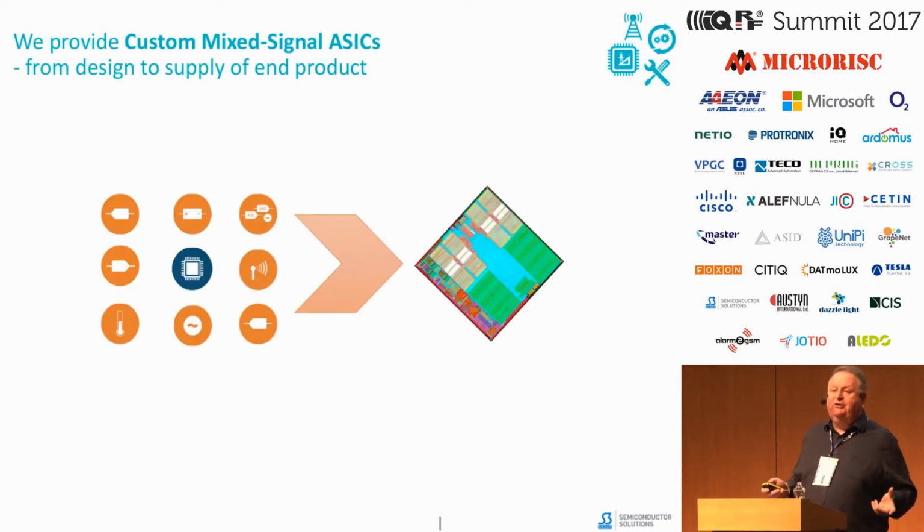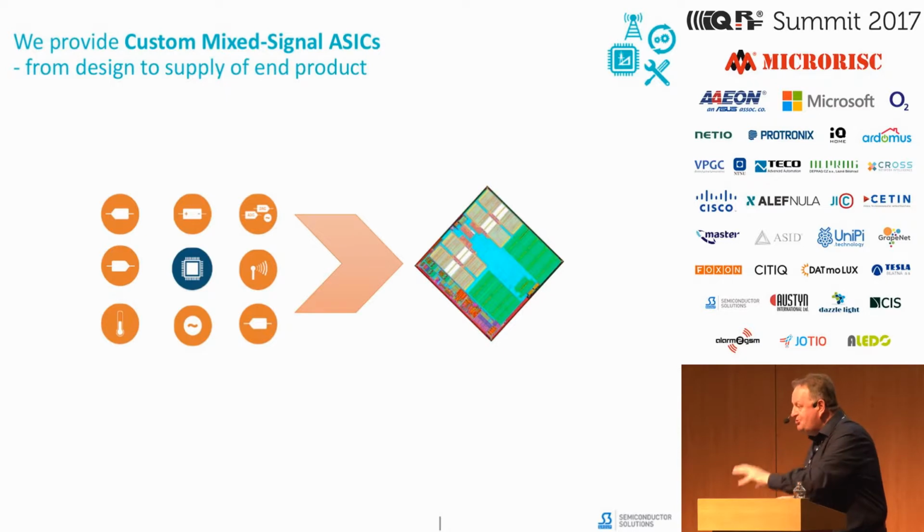So what does an ASIC look like? Just to let you know, we're right outside the door here to the left, just next to Aeon, and you can actually see a graphic of this particular ASIC, and we can explain the blocks and where they fit in the ASIC: the converters, the power management, the processor cores, all of those. So what you see here is basically designed to supply the end product.